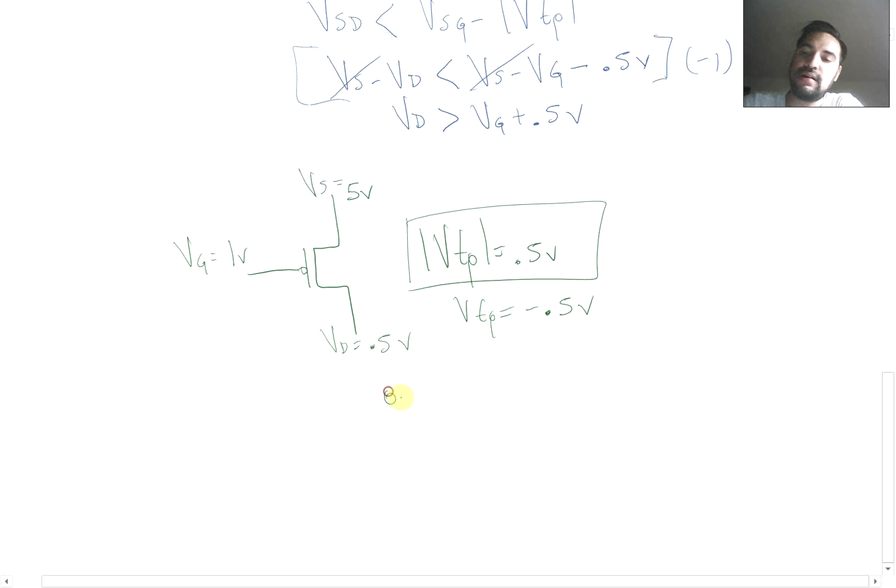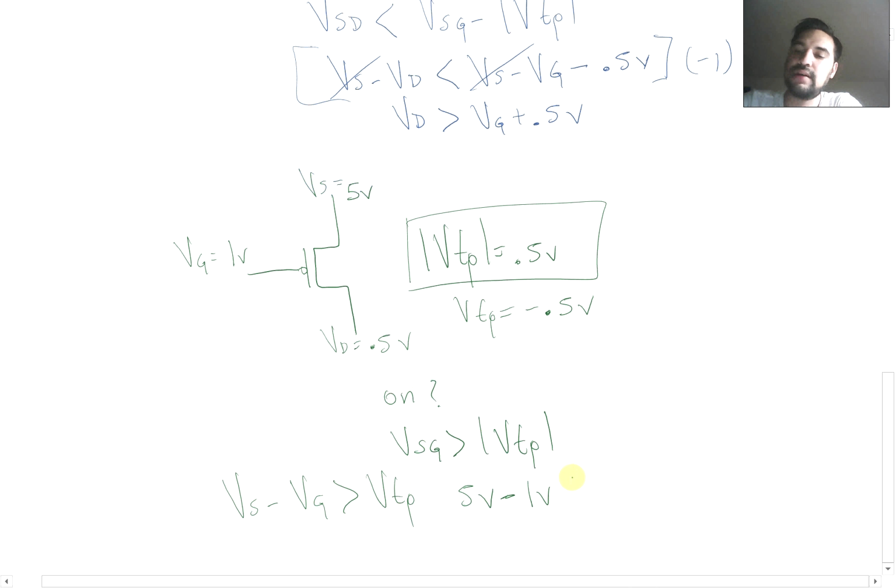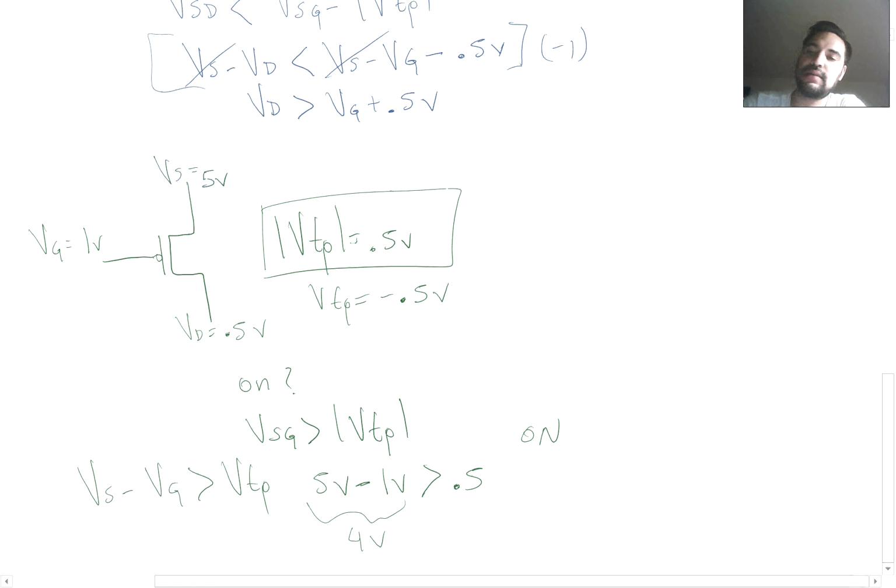So is it on? First of all, is VSG greater than the absolute value of VTP? Source is 5. Well, let's do it completely. Vs minus Vg has to be greater than VTP. So the source is going to be 5 volts minus 1 volt. Is it greater than 0.5? It is greater than 0.5 since this is going to be 4 volts. So it's on.